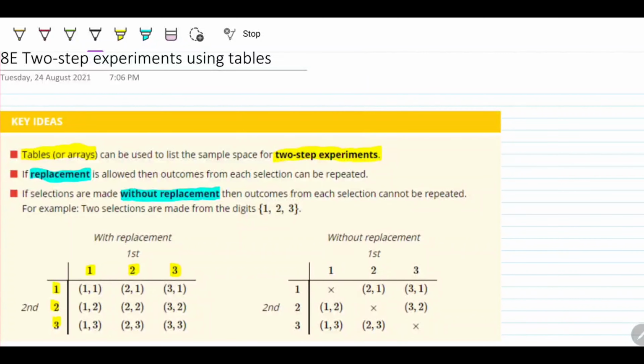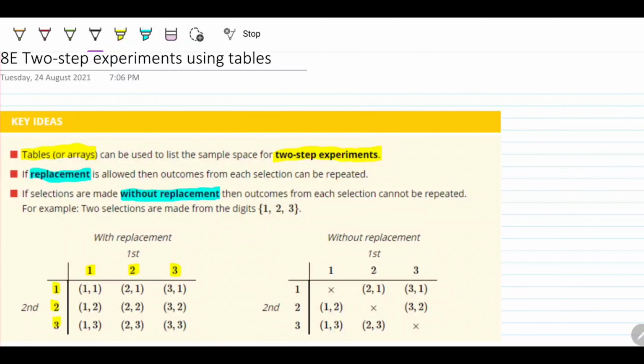On the right hand side, I have the selection of the digits without replacement. So if we look here, we have 1, 2, and 3. The first time you pick a 1, that number disappears, so you cannot get the combination 1,1. All that's left is 1,2 or 1,3.